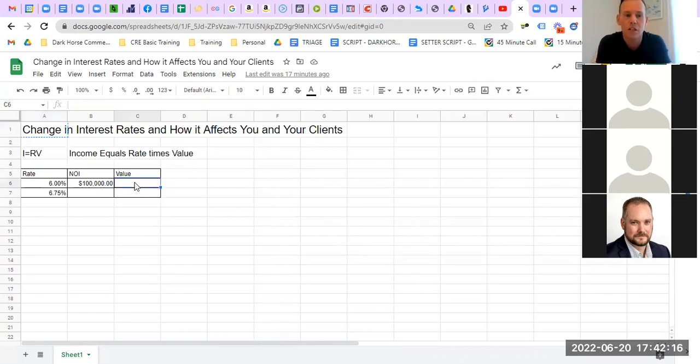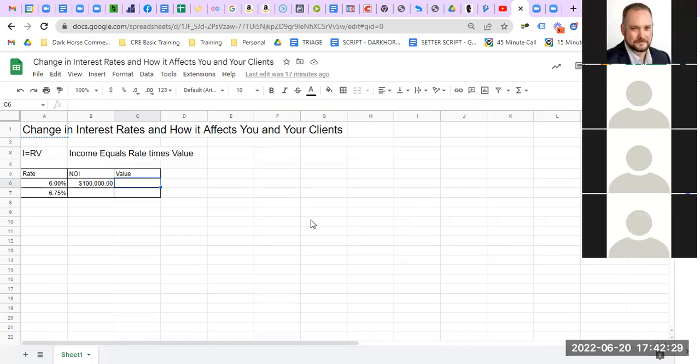So can anybody tell me what $100,000 of NOI will equal in terms of value at that rate? The way that you figure that out is you take 100,000 and you divide it by 0.06. Everybody with me so far? Okay, cool. So we're going to take 100,000 divided by 0.06. Boom. Very, very simple.